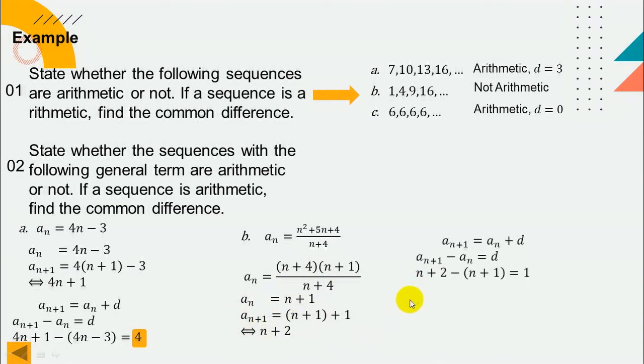And then you need to find the difference again. You just need to simplify this one, and then you will get the common difference is 1. So this one is called an arithmetic sequence. I hope you understand what I'm explaining.